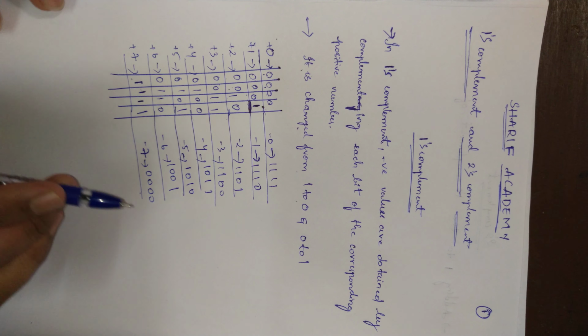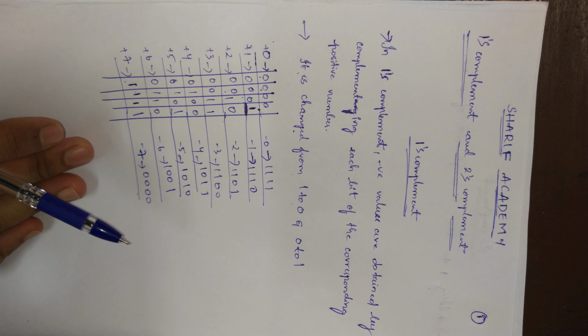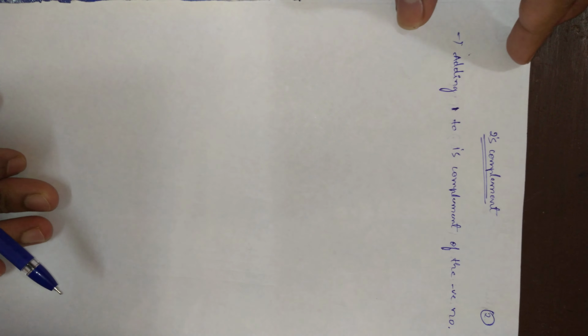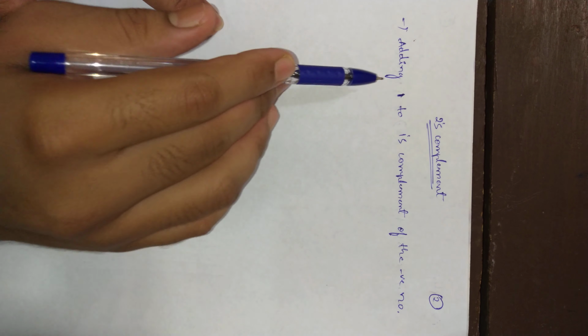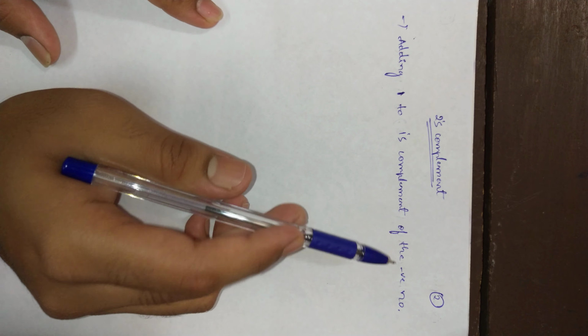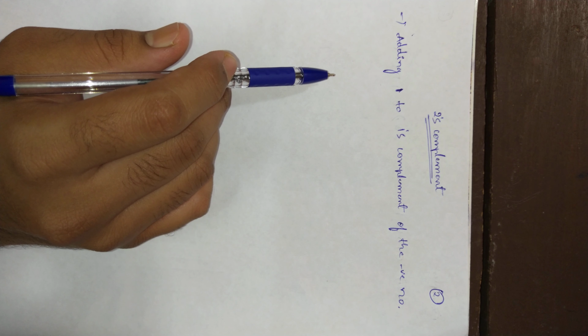Now this is all about one's complement. For the two's complement, what you are going to do is, this is the two's complement. Two's complement is adding 1 to the one's complement of the negative number. It is as simple as one's complement.